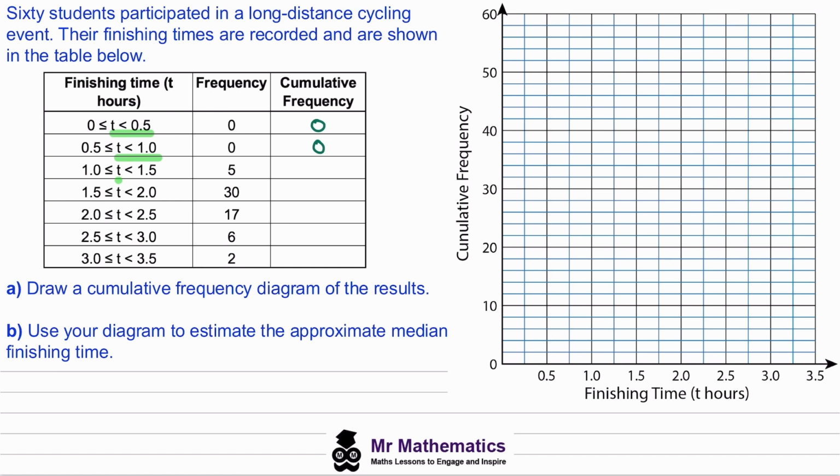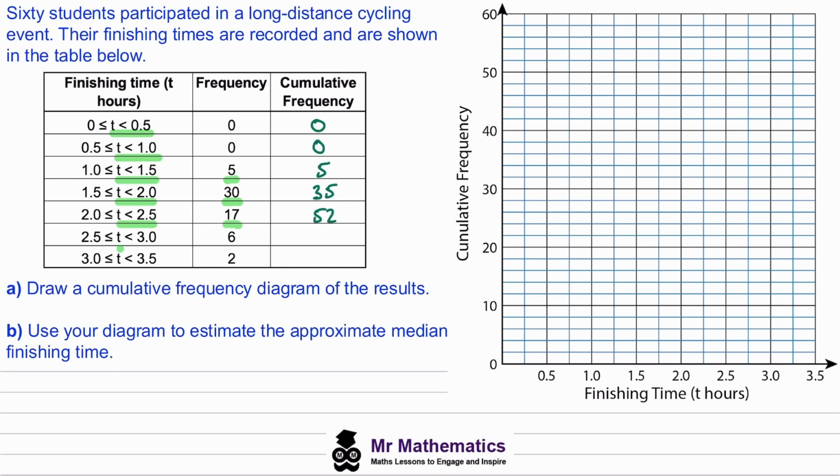And then the number of students who had a finishing time of less than 1.5 hours will be all of these, which is 5. And then the number of students who had a finishing time of less than 2 hours would be these 5 who finished in less than 1.5 and these 30. So our running total now is 5 plus this 30, so we get 35. And then we look at the number of runners who finish in less than 2.5 hours, which will be the 5, the 30, and the 17. So this will be 52.